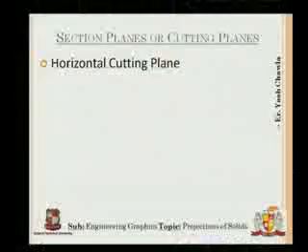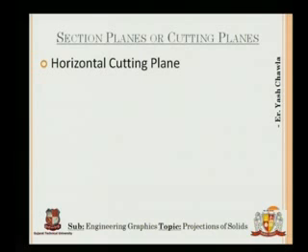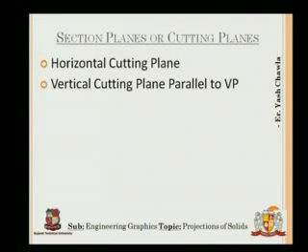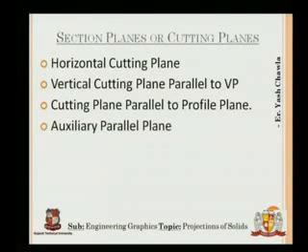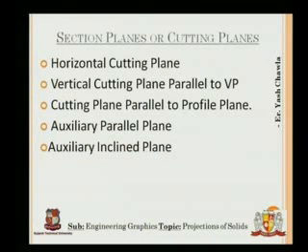Now let's take a look at the different sections and the planes which are available. The first is horizontal cutting plane, which we saw. Then the next is a vertical cutting plane, which is parallel to VP. Then in the next we have cutting plane parallel to the profile plane. Then auxiliary plane, which is parallel plane, and auxiliary inclined plane. So these are the common types of section planes for which we are using the cutting planes.